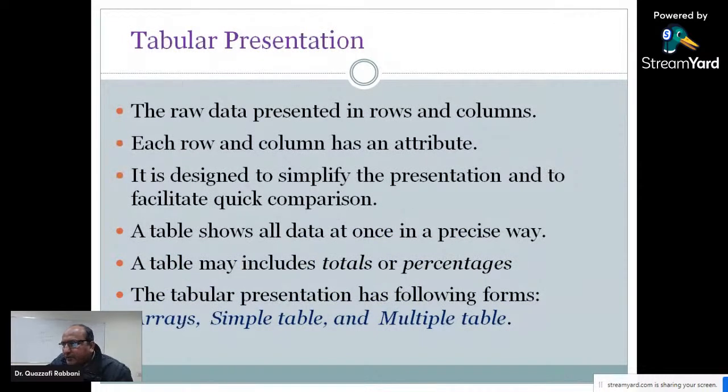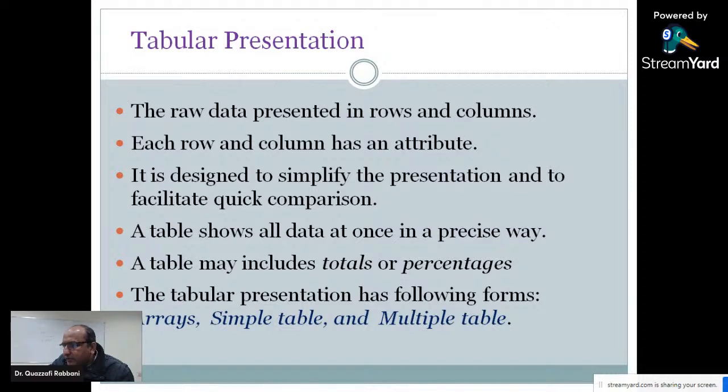Now the next is tabular presentation. The data is presented in rows and columns. Each row and column has an attribute. In tabular form, we present the data in table form, either row and column wise, and each row and column has an attribute or variable.